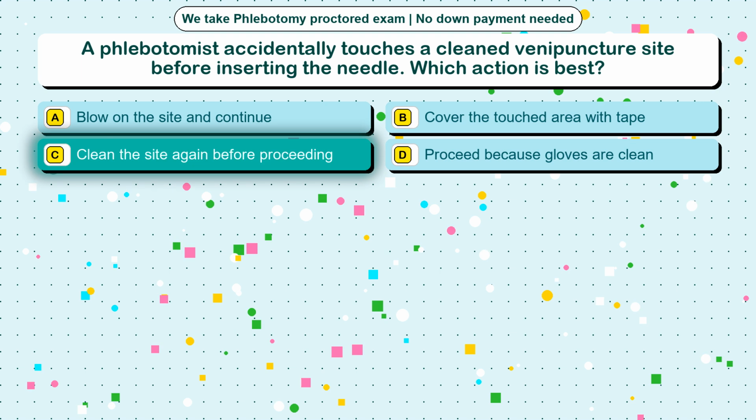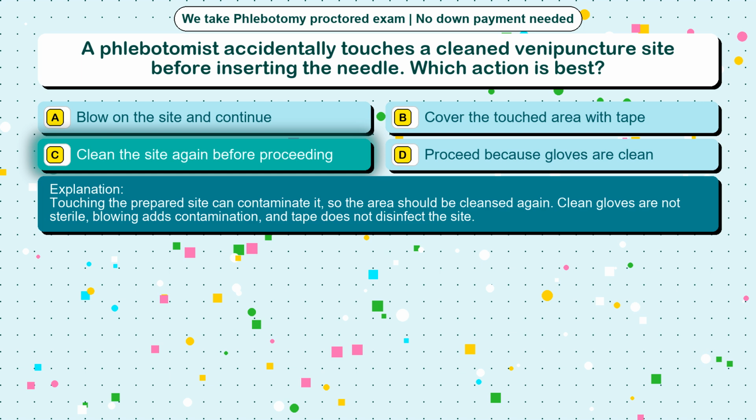The correct answer is option C, clean the site again before proceeding. Touching the prepared site can contaminate it, so the area should be cleansed again. Clean gloves are not sterile, blowing adds contamination, and tape does not disinfect the site.